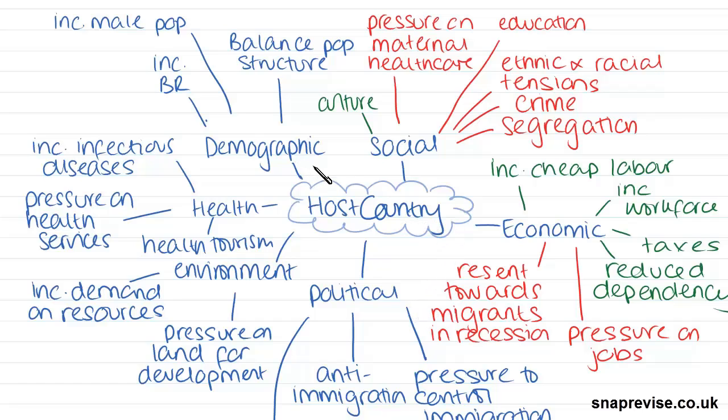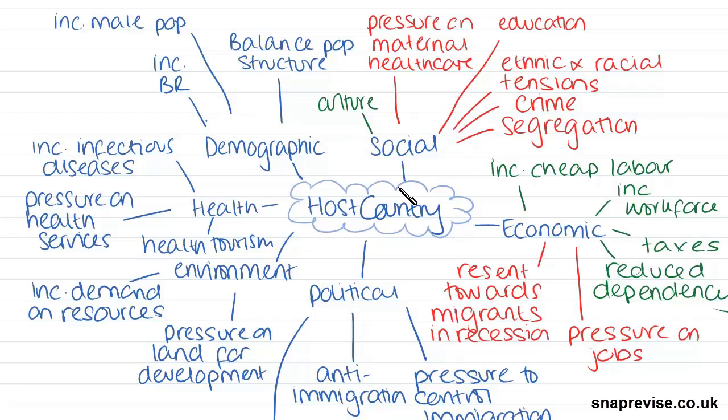So demographically, there will be a balance of population structure. If the population was previously aging, with the influx of the younger male populations from other countries, this is going to balance out the population structure, and it might also end up increasing the birth rate because there'll be more young people of fertile age, and they'll start having children as well.